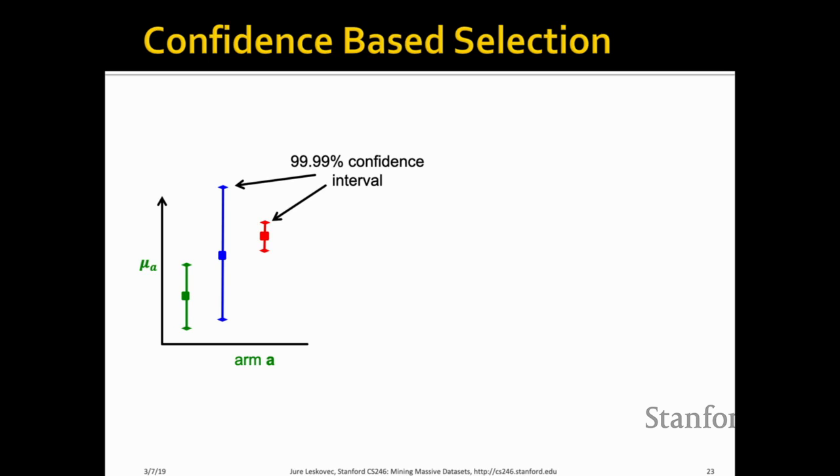One distribution will be the following. This is the median, and these are the bounds of our confidence interval. And then we know that with a 99.99% confidence interval, the upper bound of the blue bar is much higher. So rather than always going with the red one, because it's the one with the highest average reward, we're going to be going with the blue one.